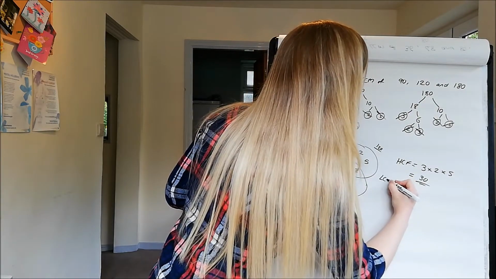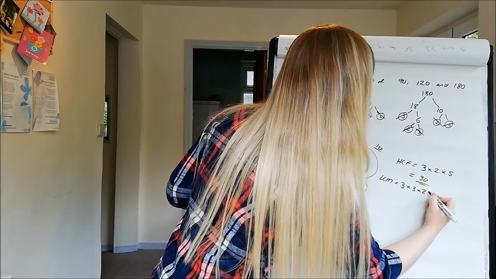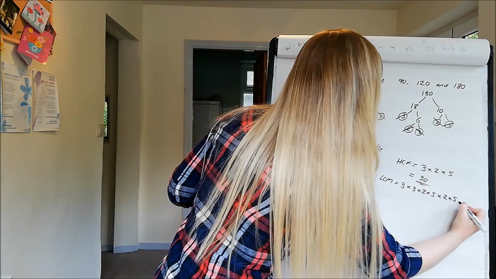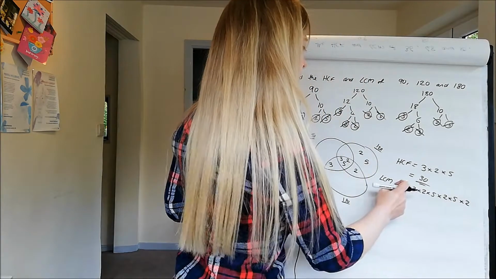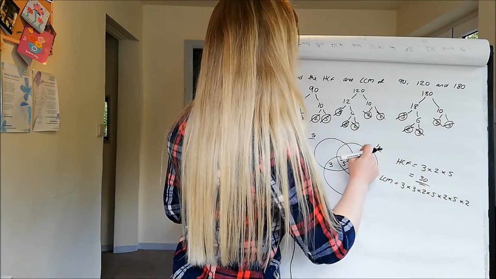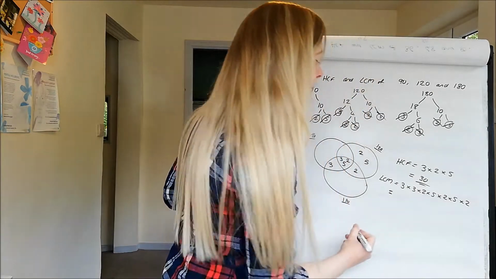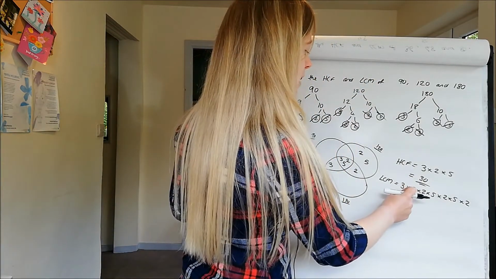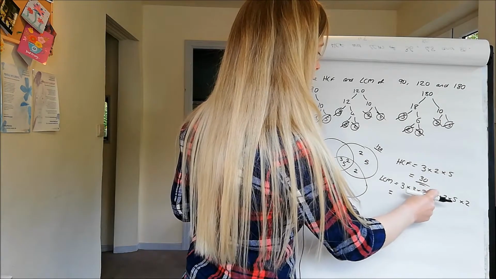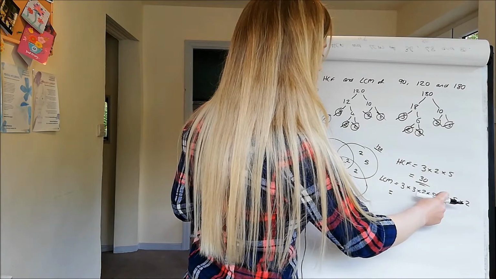And my lowest common multiple is 3 times 3 times 2 times 5 times 2 times 5 times 2. 1, 2, 3, 4, 5, 6, 7. It doesn't matter if you've got them in a different order to me. 3 3s are 9. Times 2 is 18. Times 5 is 90. Times 2 is 180.